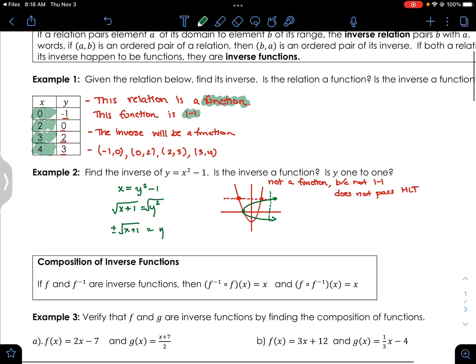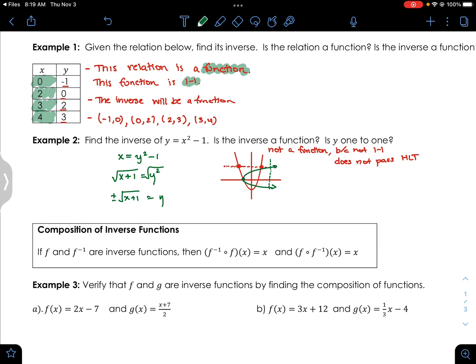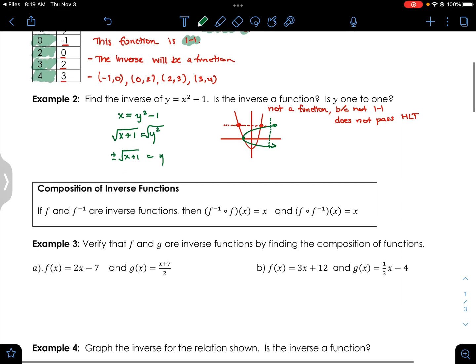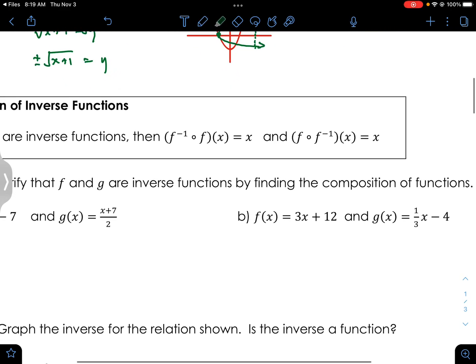so it's not a function. So in order to figure out whether or not two functions are inverses of each other, what we want to do is look at the compositions of the two functions. Because if we take f inverse of f of x, it should equal x if the two functions are inverses of each other.